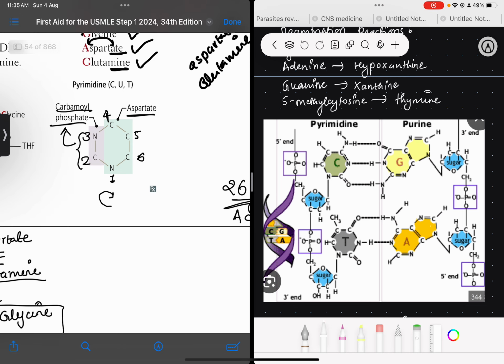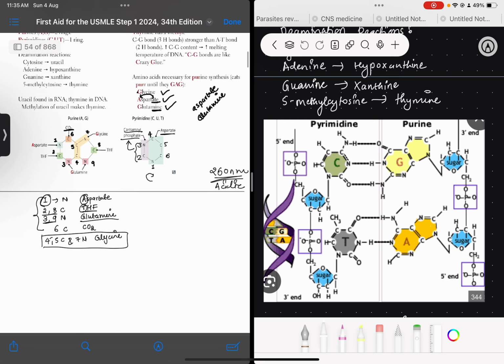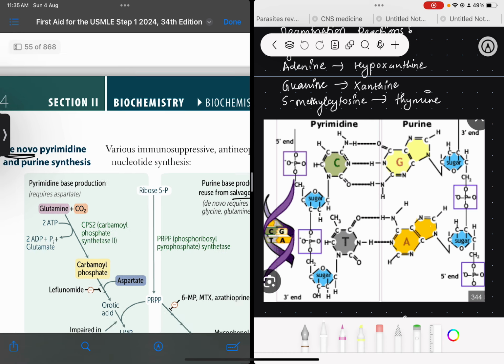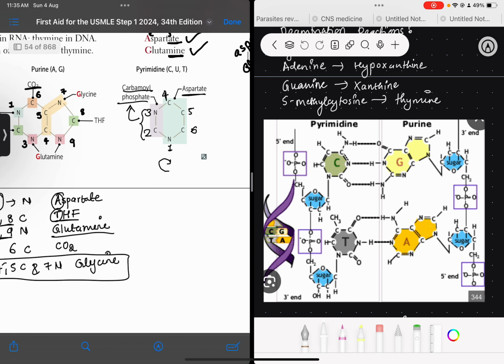for the structure of the pyrimidine, we learn that it has mainly two components, aspartate and carbamyl phosphate. Carbamyl phosphate is formed by again two components, glutamine and carbon dioxide. So it is going to form the second and third position molecules. So carbon is at the second position, nitrogen is at the third. So here we have to remember only the first and third are going to be occupied by nitrogen, not the fifth. All others are just carbon only.